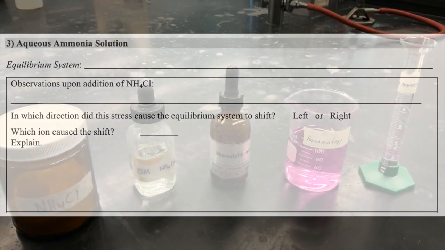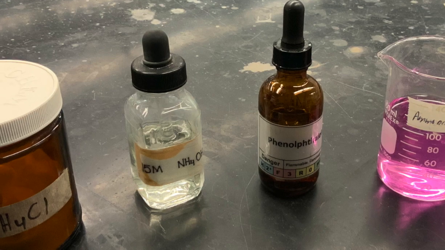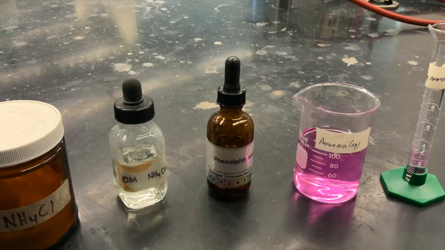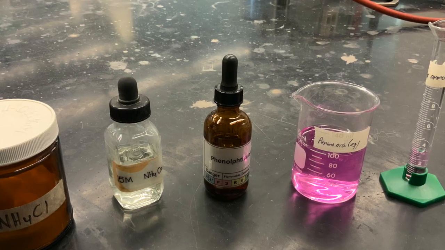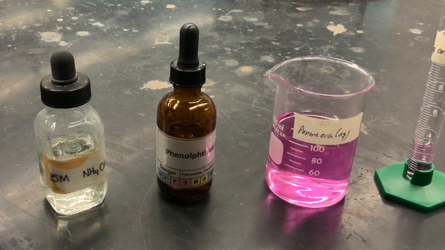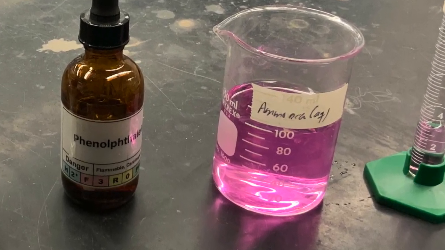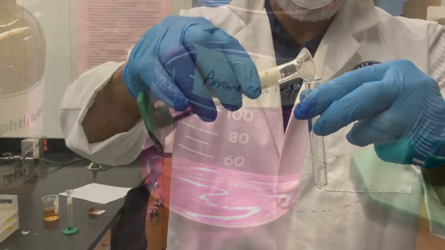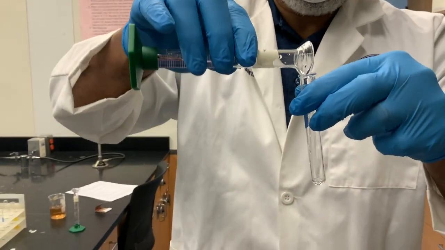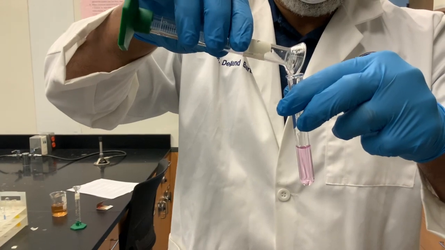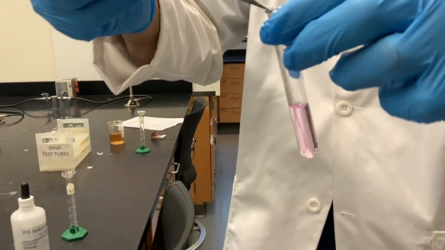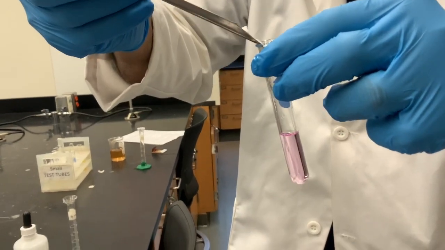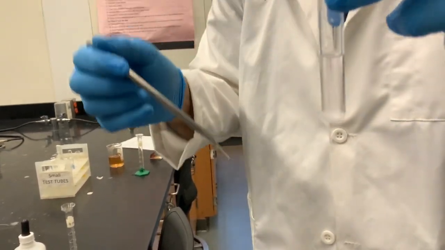In part 3, we start by mixing 15 molar ammonia solution with the phenolphthalein indicator and 100 milliliter of water in a beaker. Record your observation of this initial solution. We transfer 3 milliliter of the solution into a test tube and then add solid ammonium chloride to the test tube. Record your observation of what happens after the addition of the solid.